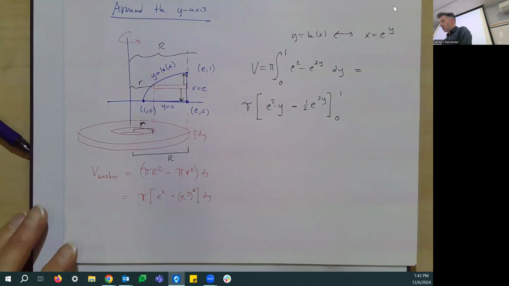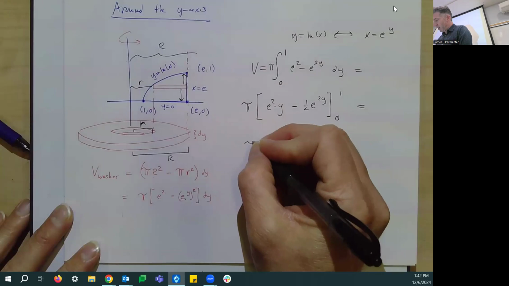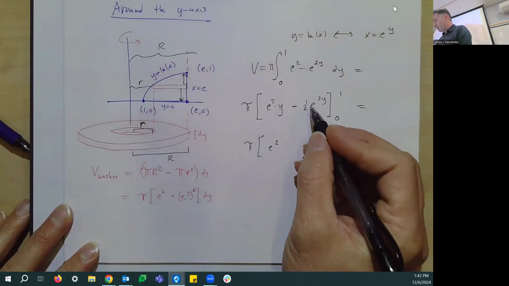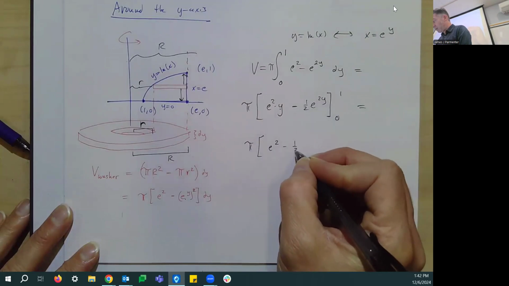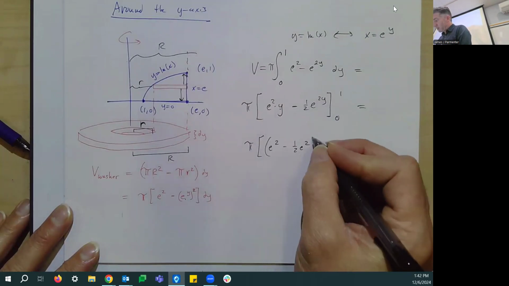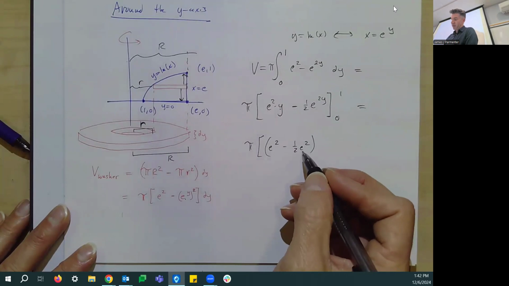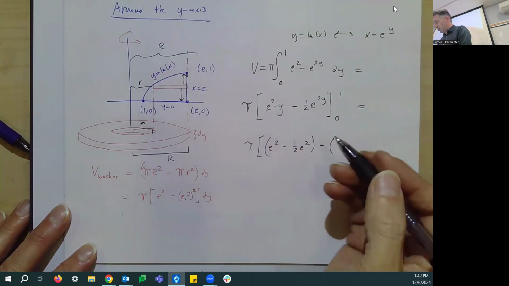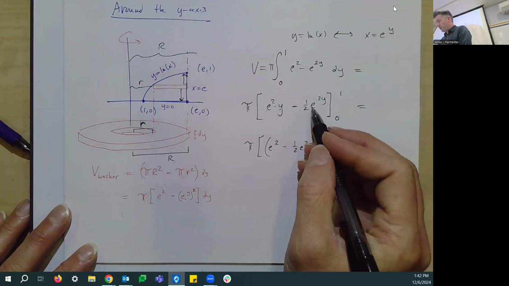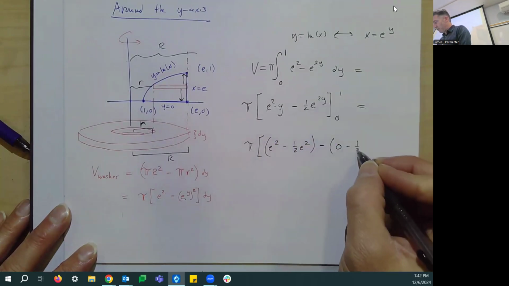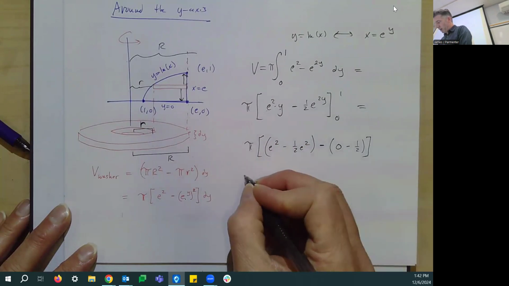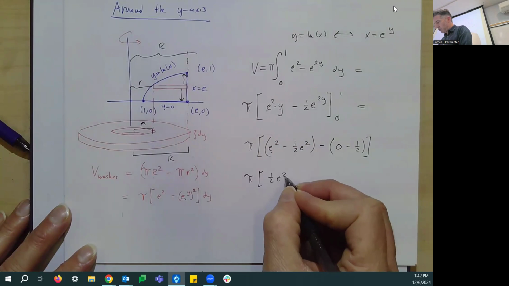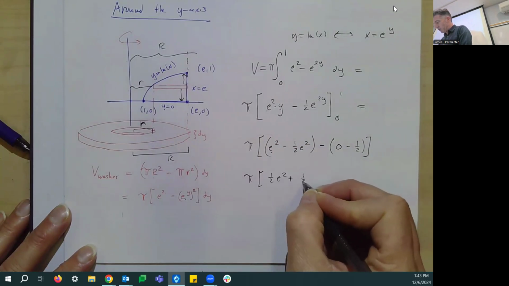We plug in, we get pi times, let's see, e squared times 1 is e squared, minus 1/2 e to the 2 times 1 is just 1/2 e squared. Something minus half of itself is going to be half of itself, minus e squared times 0 is 0, and then 1/2 e to the 0 is 1/2. So we're going to get pi times e squared minus half of e squared is half of e squared, minus minus is plus 1/2.